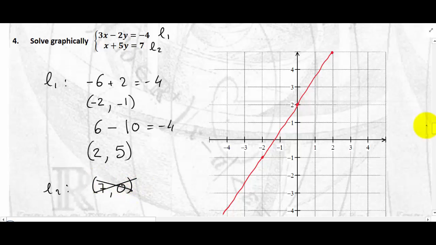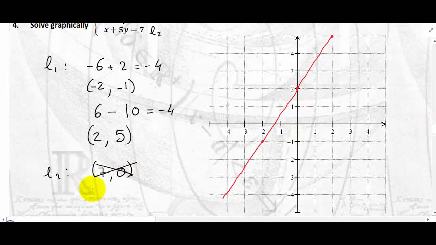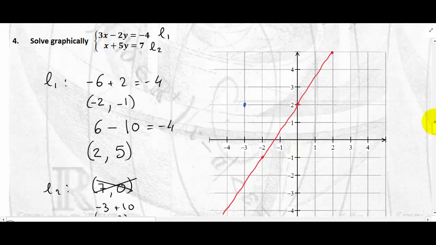So I don't have this point. Too bad. I didn't make my graph big enough. I'm not sure it's going to be precise here. Negative 3 plus 10 is equal to 7. So x equals negative 3 and y equals 2. So let me take negative 3 and 2. And you know what I'm going to do right here? I'm going to use my slope. It's going to be easier. And the slope is negative a over b, right? So m is negative 1 over 5.